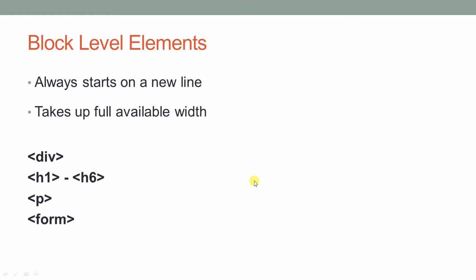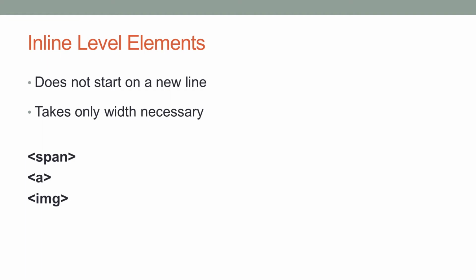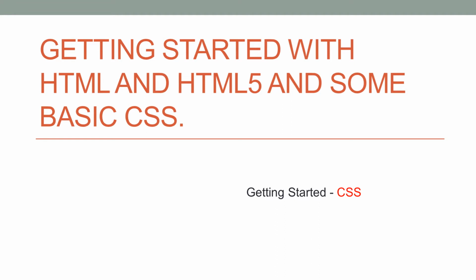Now we have block level elements. These are the elements which always start on a new line and take up the full available width of our web page. For example, when we include an h1 tag and then we also include an h2 tag, the h2 tag will automatically be placed on a new line. That is, we do not have to include a br tag, but in inline level elements we have to include a br tag if we want to shift our next tag to a new line. If we do not include the br tag, the tags will be set side by side without any spaces or margins. Now let's get started with the CSS part.